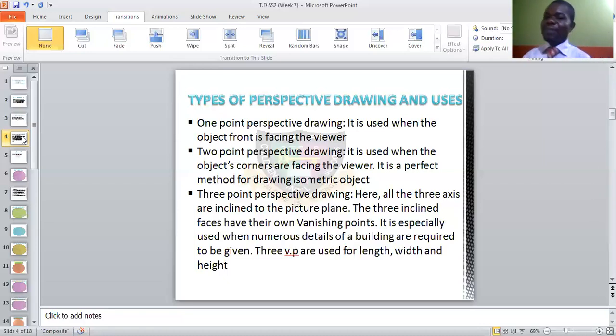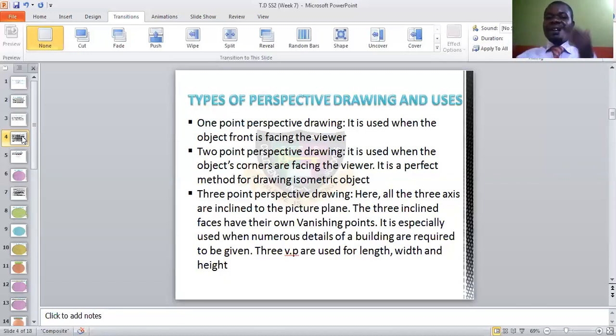Then the 3 point perspective drawing has 3 axes. These axes incline to the picture plane. And the 3 axes have their own faces or their own vanishing points: 1, 2, 3. It is used especially when you want the details of the building to be represented, or to be drawn.